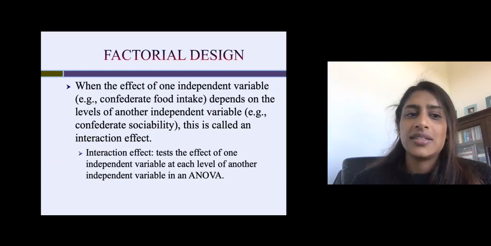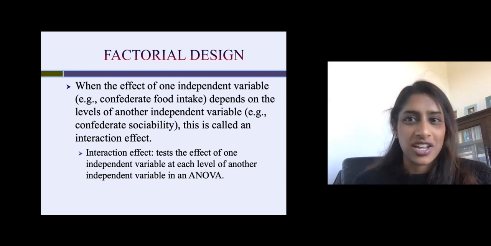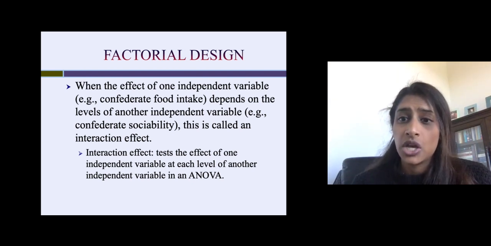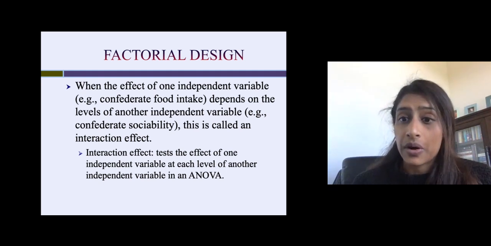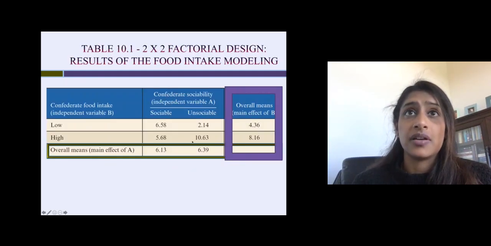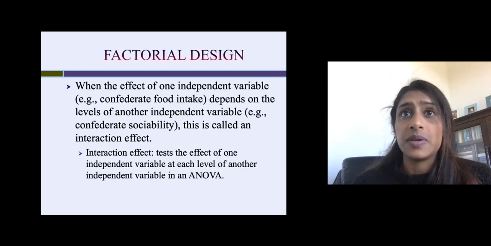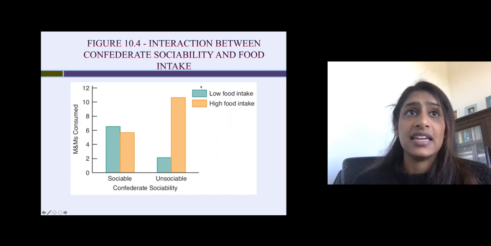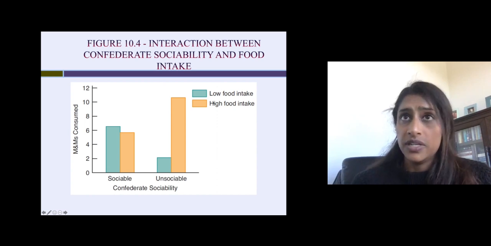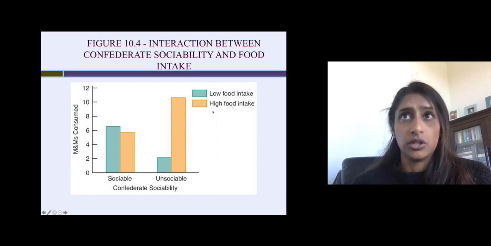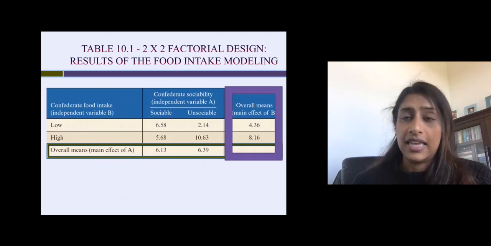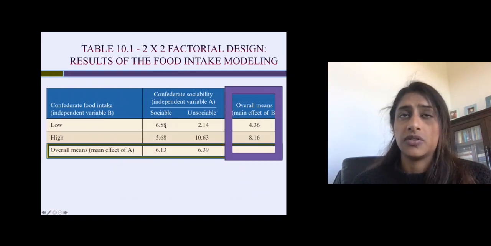Okay, so now we want to see if there's going to be an interaction between our independent variables. So we plot this. Now remember, we are going to get these numbers from our chart. Our y-axis is always going to be our dependent variable, in this case the number of M&Ms consumed. We then take one of our independent variables and plot it here, our social versus our unsocial Confederate, and then we take a look at the differences between groups in low food intake and high food intake. Again, in order to get those values, we have to go to this table.